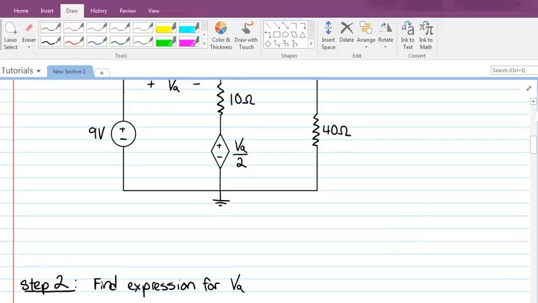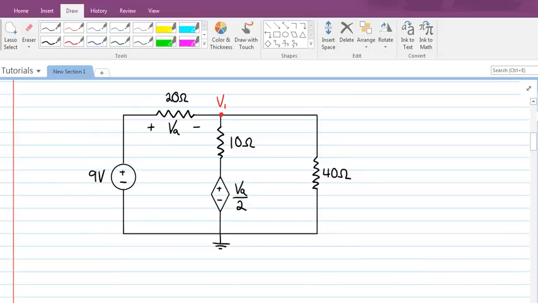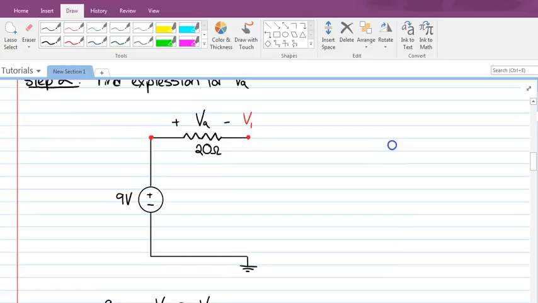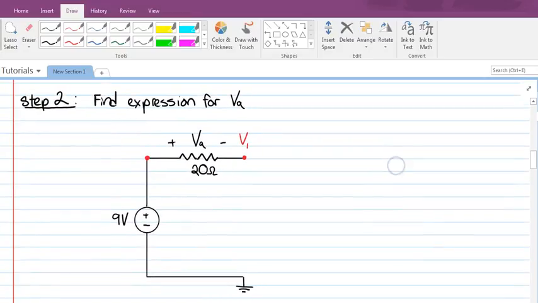So what I want to do now is isolate the left branch of the circuit. I'm not going to change it, I'm just going to isolate the left branch of the circuit so we can focus in on it. Okay, so now here's what I've done. I've isolated the left branch so we can see if we can find an expression for this voltage drop VA across this resistor.